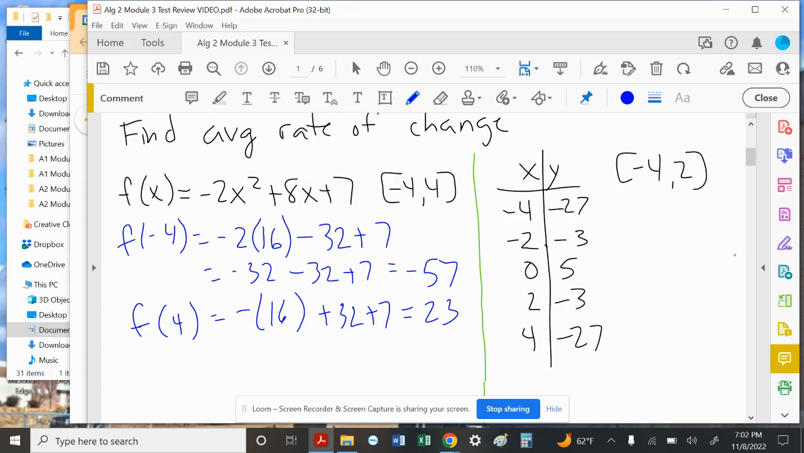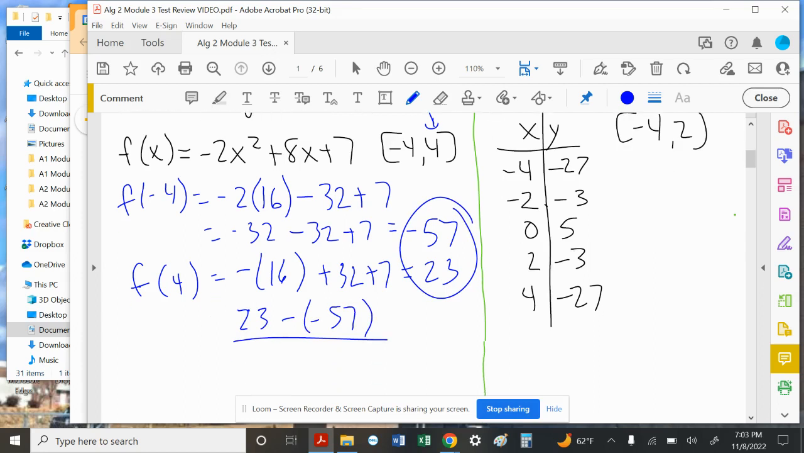And then to find the rate of change, remember it's y2 minus y1. So we're going to use this as point 2. So wherever I plugged in the 4, I can kind of take a look at that one in particular. So I have 23 minus a negative 57, because there are my two y values, all over 4 minus a negative 4. So that would be 23 plus 57. So that looks like it would be 90 all over 8. So 2 goes into both of those numbers. So that would be 45 over 4.